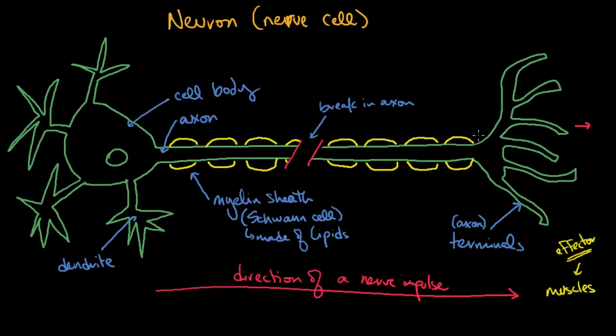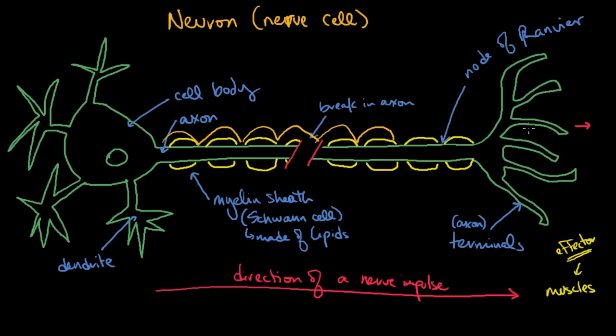This myelin sheath is very, very important because it allows the signal to jump over the myelin sheath into what we know as this space right here, called a node of Ranvier. It's an R. Ranvier.